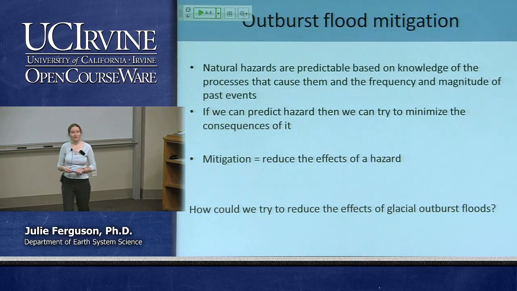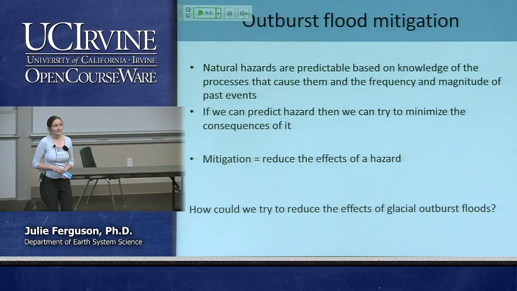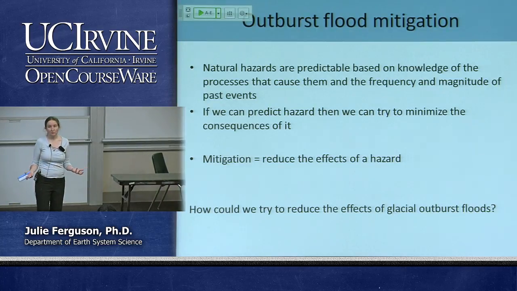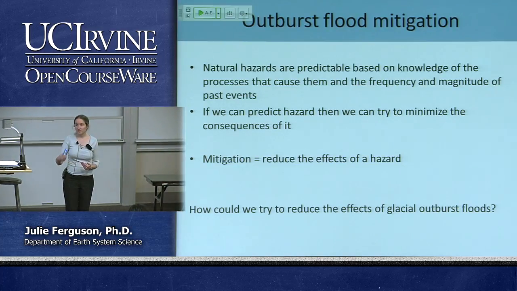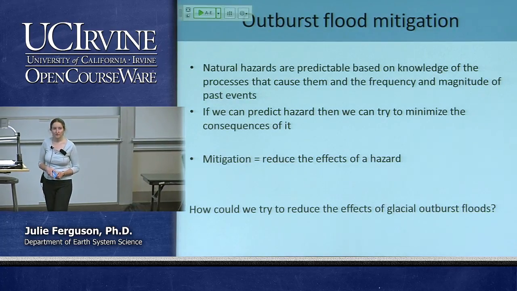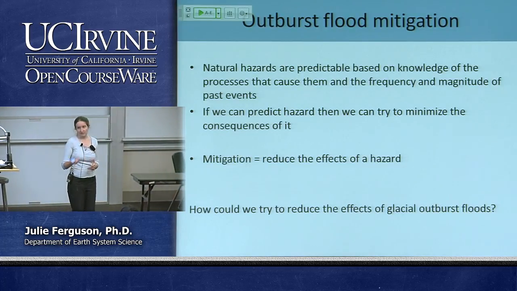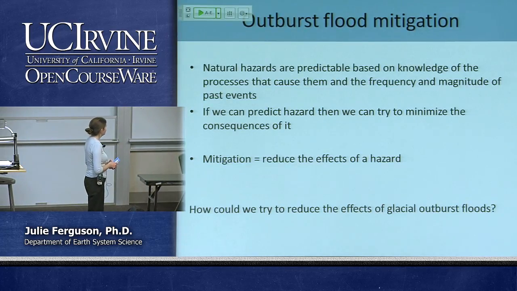But the idea is if we know that they're there, we should be able to plan for them, right? We should be able to come up with some way of reducing the hazard to people and reducing the economic costs of this. So natural hazards are predictable. They follow basic laws of physics and chemistry and everything else. And so if we can understand them and understand what their frequency and magnitude has been in the past, then we should be able to predict what might happen in the future and try and minimize the consequences of this. And we call this mitigation. Mitigation is any action that we take to try and reduce the effects of a natural hazard. It's something we're going to talk about again for sea level rise. How can we try and adapt and reduce the hazard? So the question is, what can we do to try and reduce the effect of glacial outburst floods?